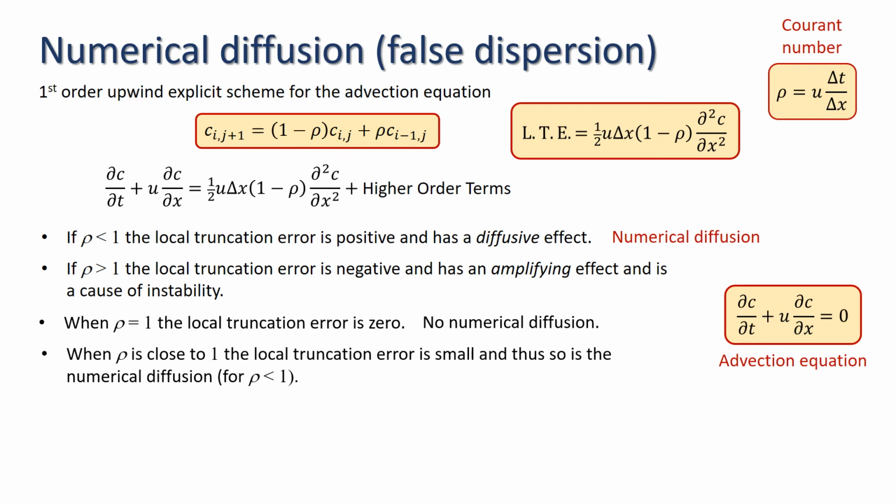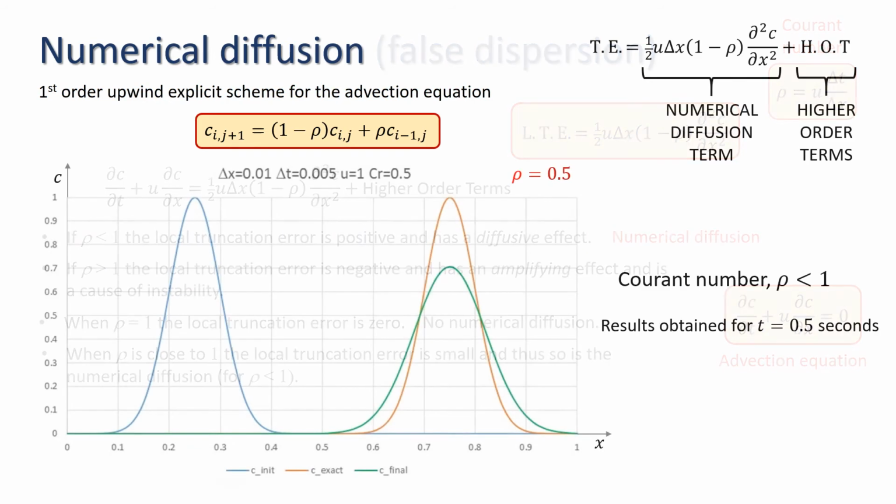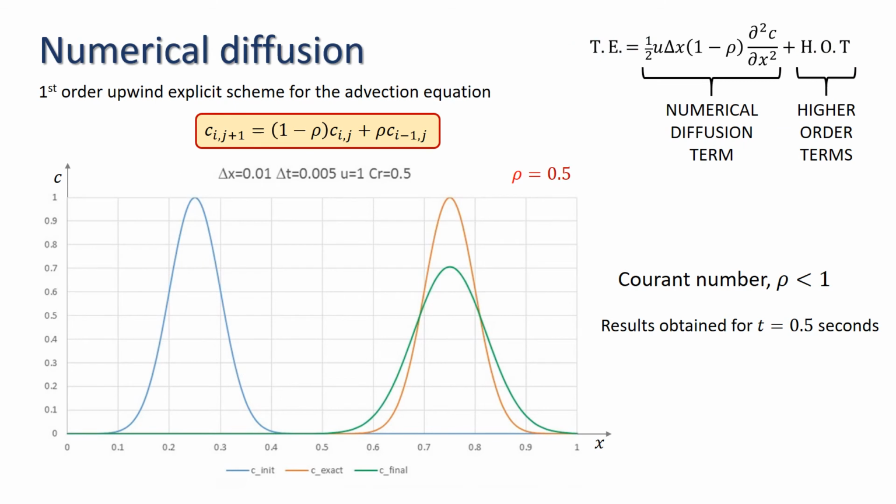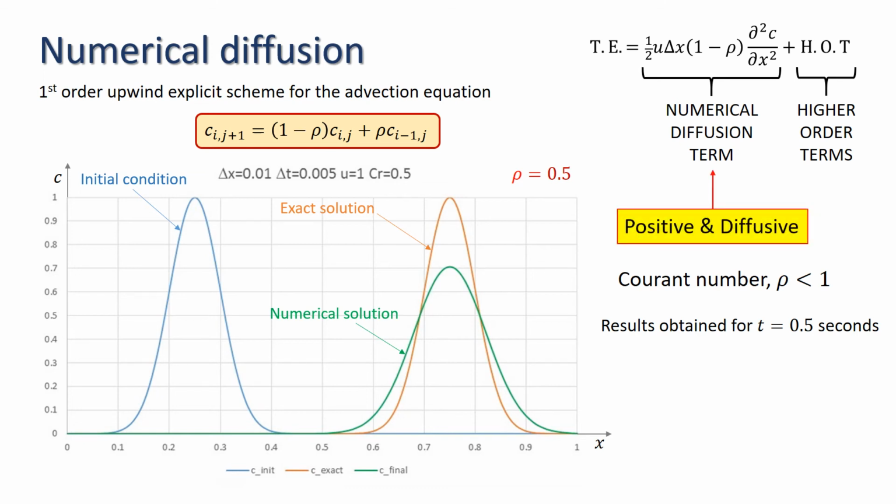Let's now review some results obtained using this scheme in the light of this analysis. First, consider the case ρ less than 1. In this example, ρ is 0.5. The blue curve on the graph is the initial distribution, the orange curve is the exact solution, and the green curve is the numerical solution obtained using the parameters shown. As we've seen, the local truncation error in this case is positive, and we can see from the graph that it has a diffusive effect.